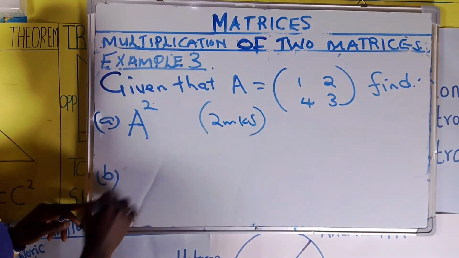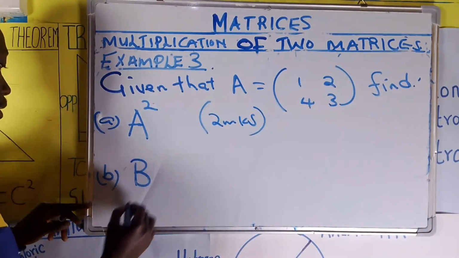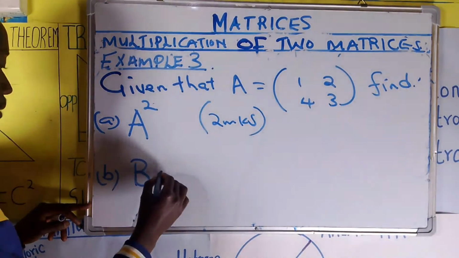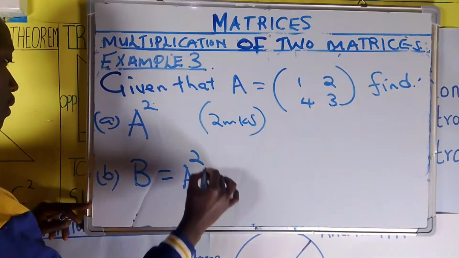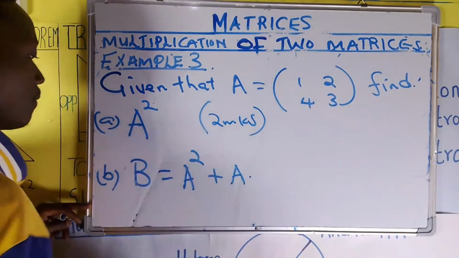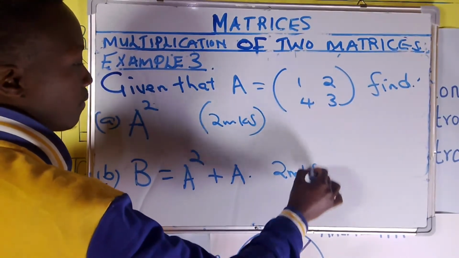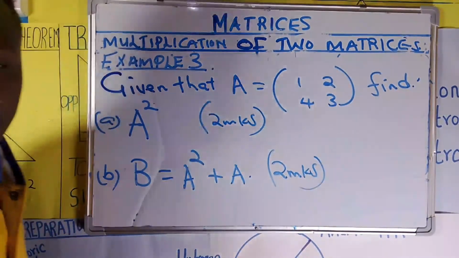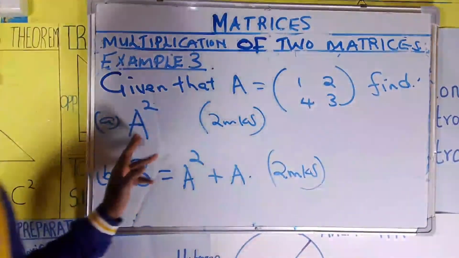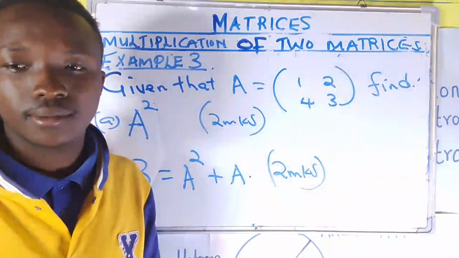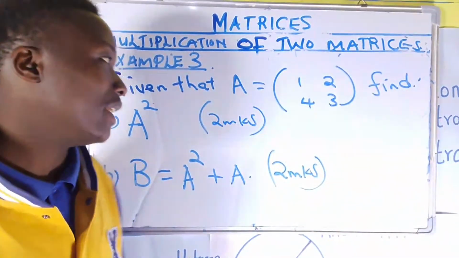And part B, find B in which B equals A squared plus A, 2 marks. So let me give you a hint on how to find A squared. What is the meaning of squared? Squared means you multiply it by itself.